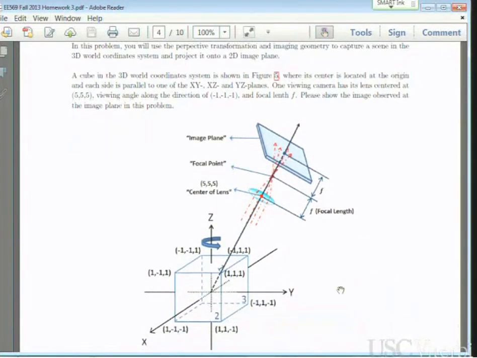So this problem is one of the very basic exercises in computer graphics. In computer graphics, there is a 3D world space with 3D world coordinates. Usually we use the capital X, Y, Z to denote the 3D world coordinates. So it's a 3D world.